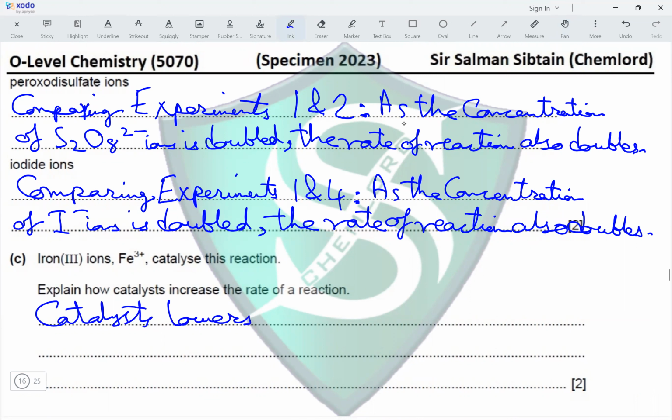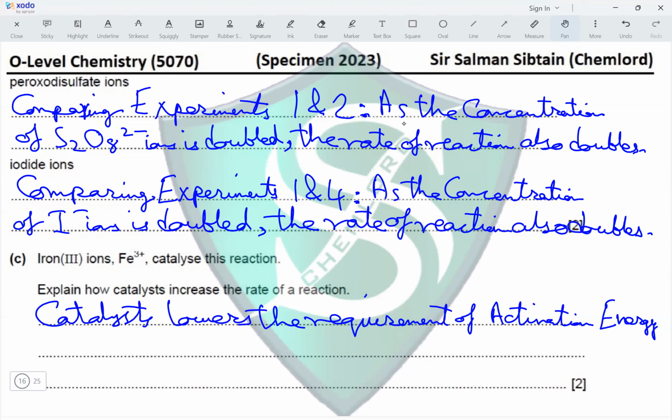lowers the requirement of activation energy. That is the purpose of a catalyst. So, what effect does lowering the activation energy have?